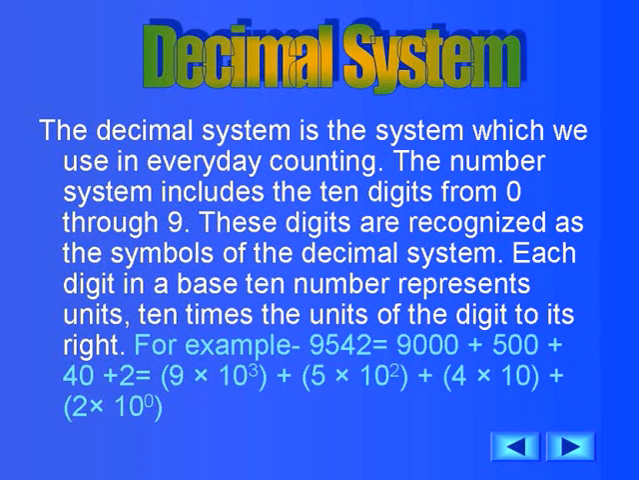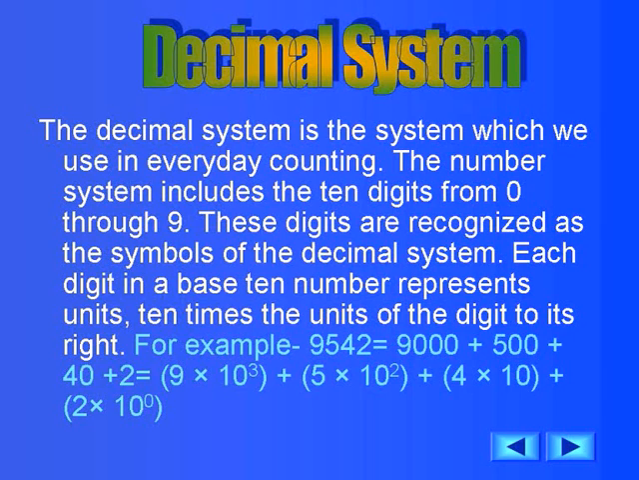Decimal system. The decimal system is the system which we use in everyday counting. The number system includes the 10 digits from 0 through 9. These digits are recognized as the symbols of the decimal system. Each digit in a base 10 number represents units 10 times the units of the digit to its right.